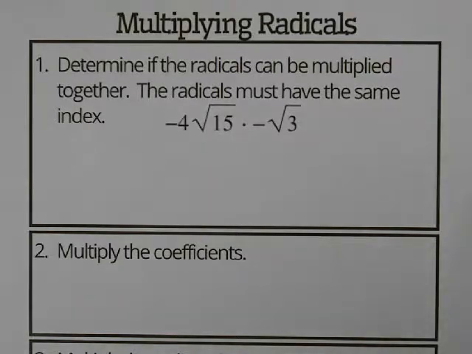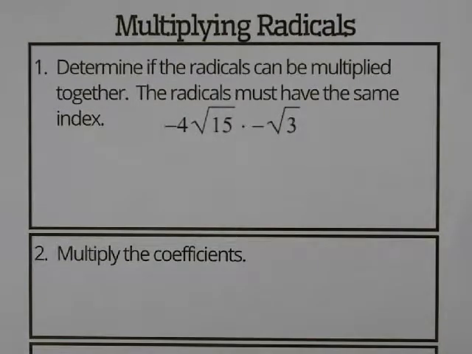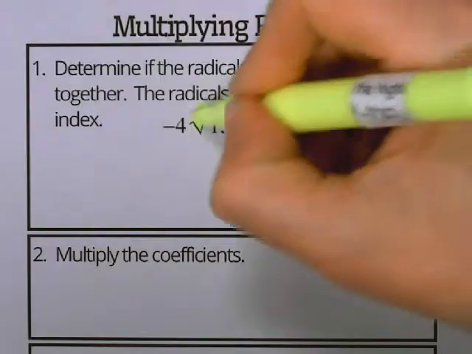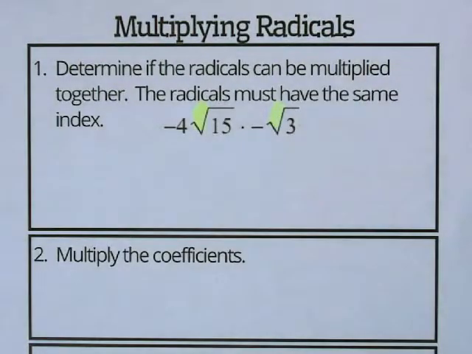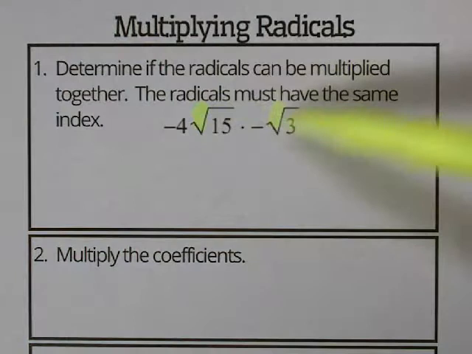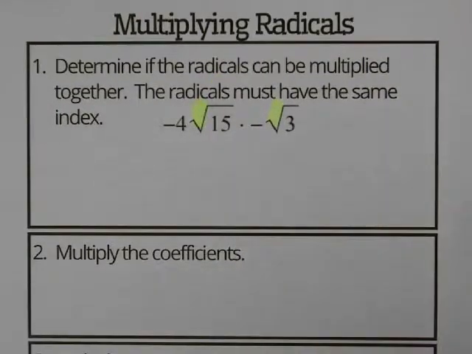Multiplying radicals. Determine if the radicals can be multiplied together. Remember, radicals must have the same index. So if we want to add or subtract or even multiply, we have to make sure they have the same index. And that's going to be that number that hides right up there above the radical sign. In the case of what we're doing in this entire unit, it's always going to be a 2 because there's nothing there. So we're only dealing with radicals that have an index of 2.